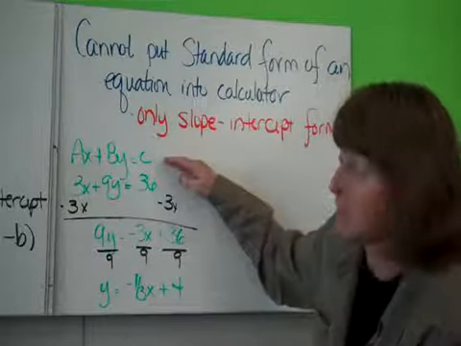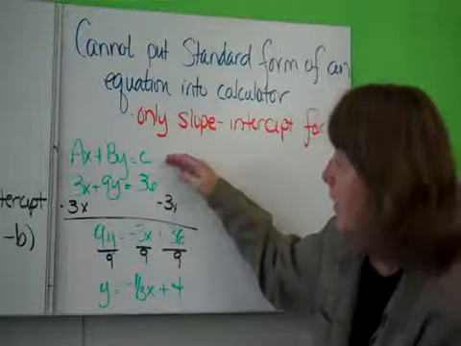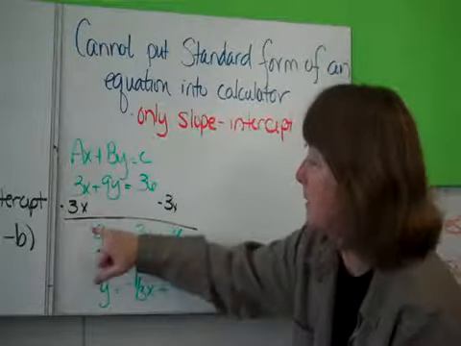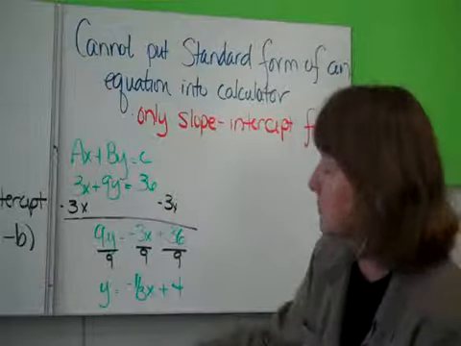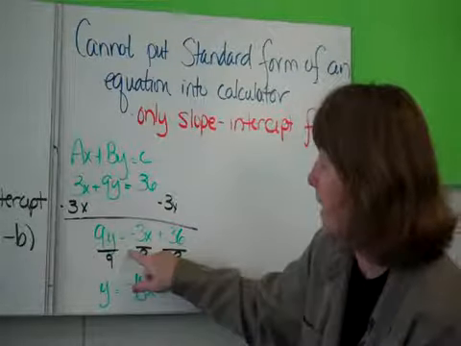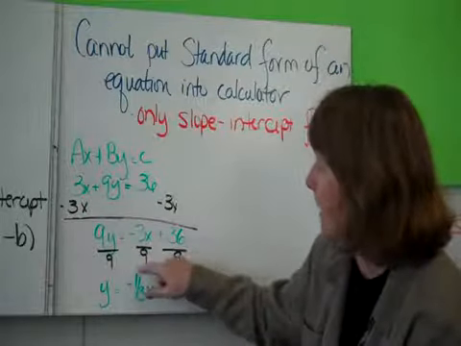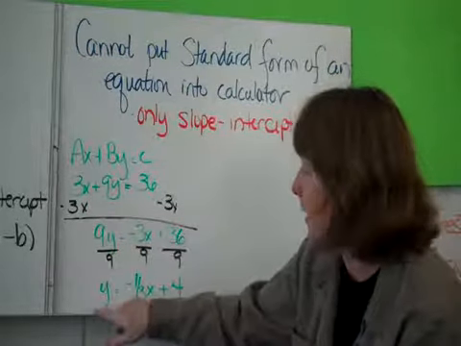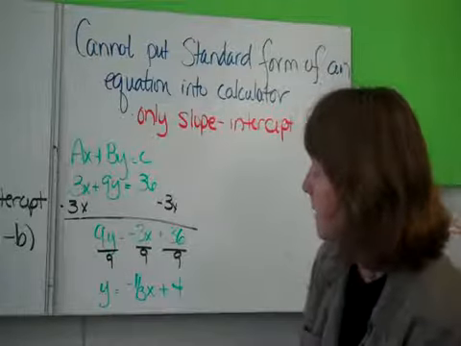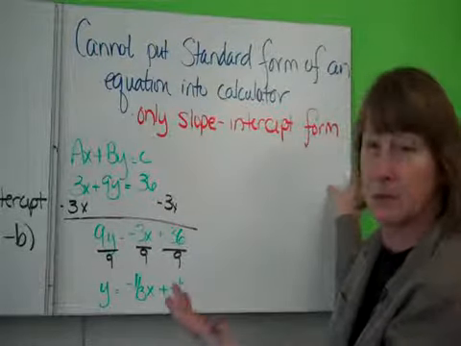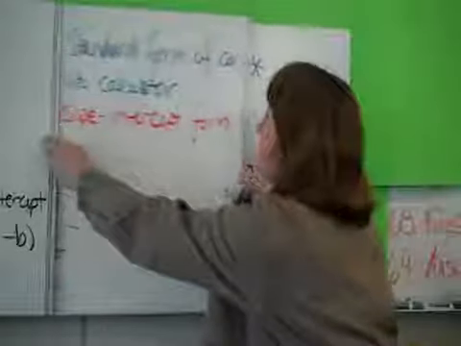So if you have it in standard form, just use algebra to transfer it into the y equals mx plus b. We subtract 3x from both sides, so you get 9y equals negative 3x plus 36. Divide by 9 to get rid of the coefficient in front of the y, and you end up with y equals negative 1/3 x plus 4. You can now graph it the way we were graphing before.